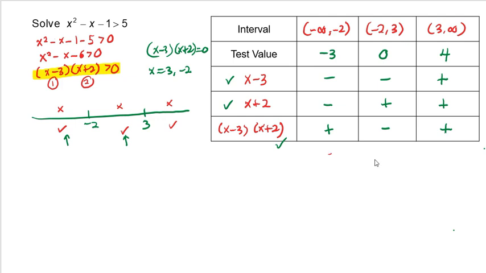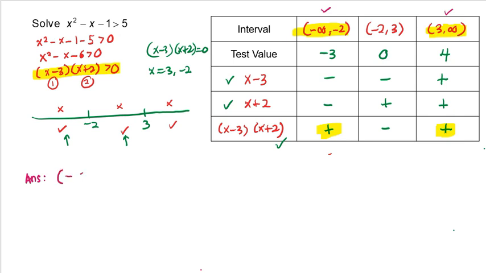means it's here and also here. So the intervals are this one and also this one. Now we are going to write the final answer in interval form. It will be from negative infinity up to negative 2, union with 3 until infinity.